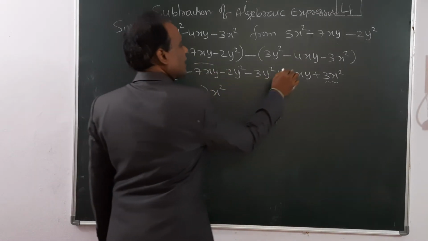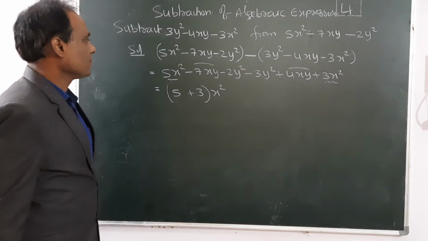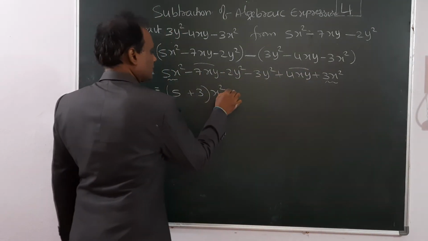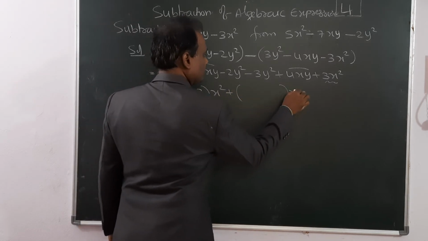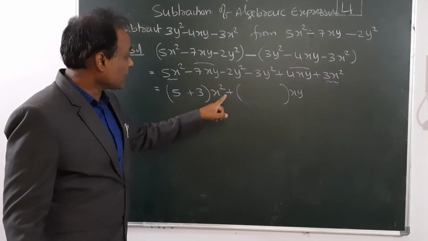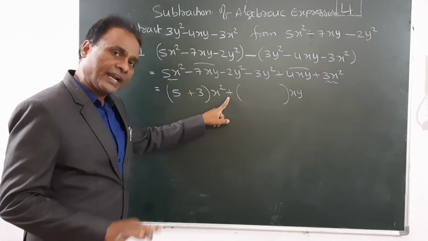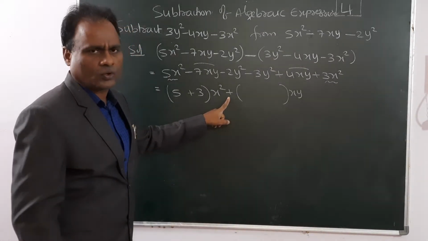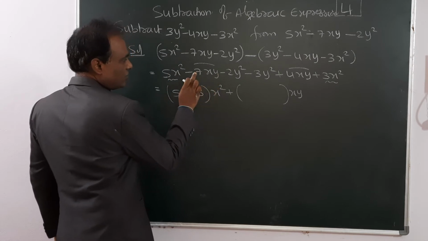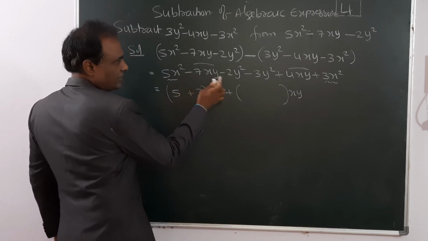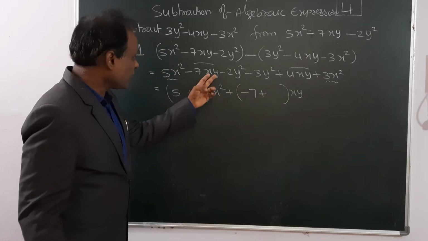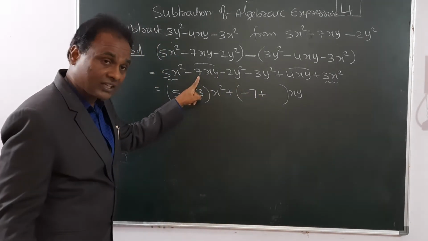xy is added with xy. xy term added with xy term. Take xy common. We can take minus also common, but to avoid the confusion, I am always keeping plus only everywhere. So if we take plus xy common, what is the coefficient? What is the xy coefficient? Minus 7. The xy coefficient is not 7, it is minus 7.